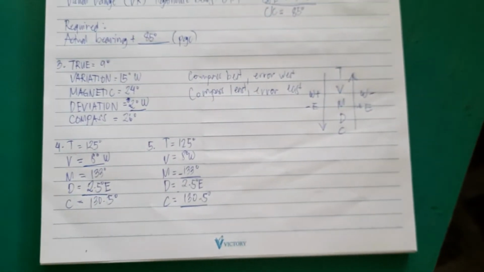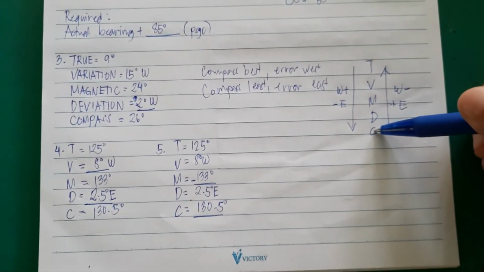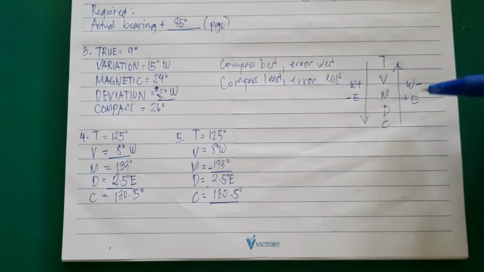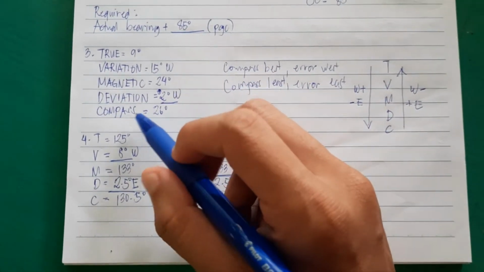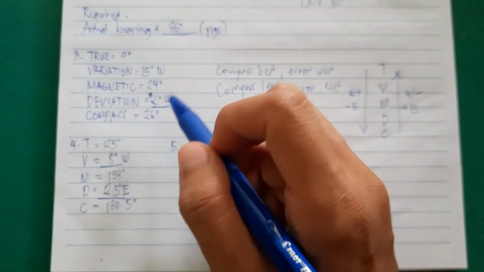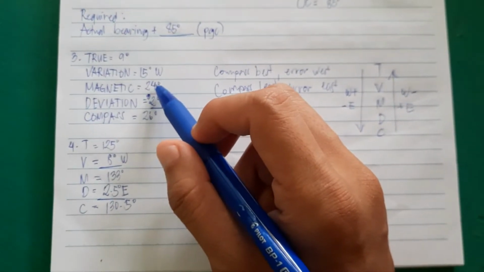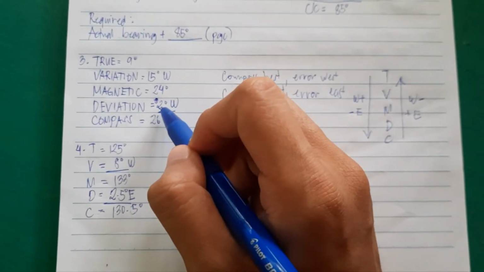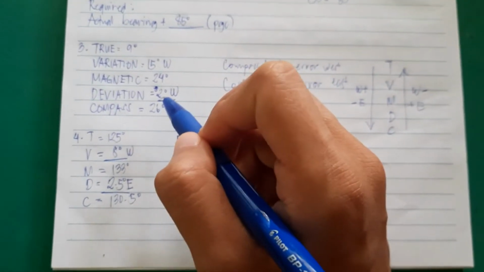And the rule applicable for this one is compass course to true course. So west is subtract. So we're going to subtract the compass course to the magnetic course. 26 minus 24 degrees, so that's how you get this 2 degrees. 2 degrees west is the deviation.